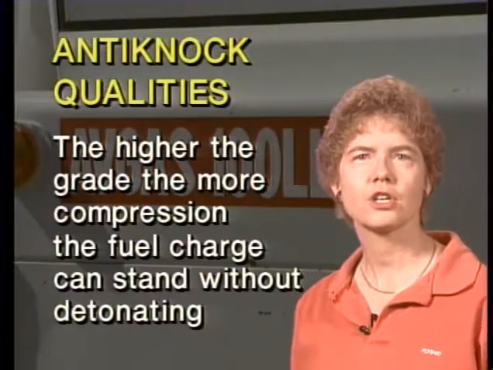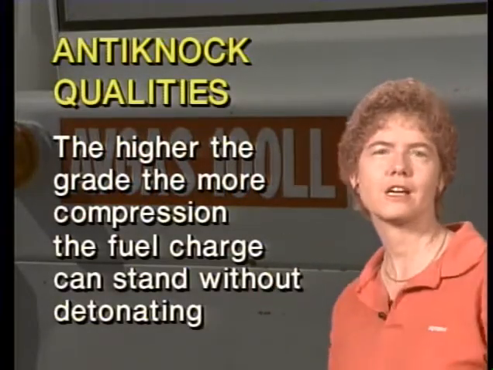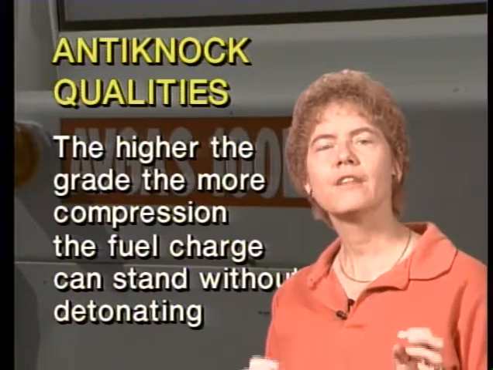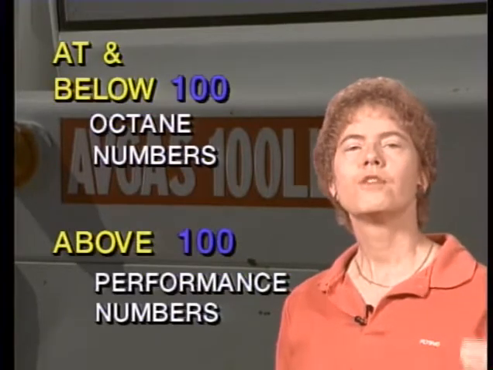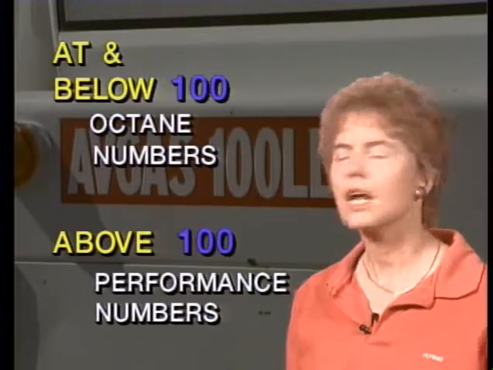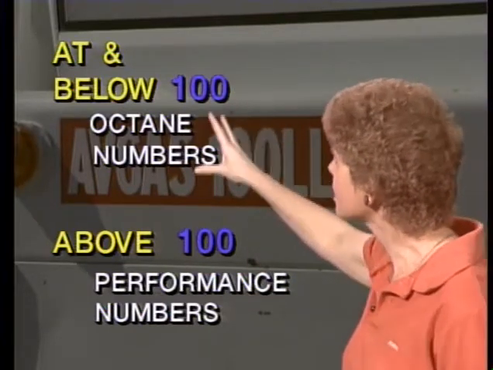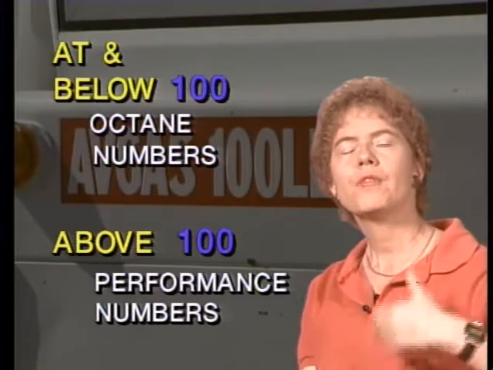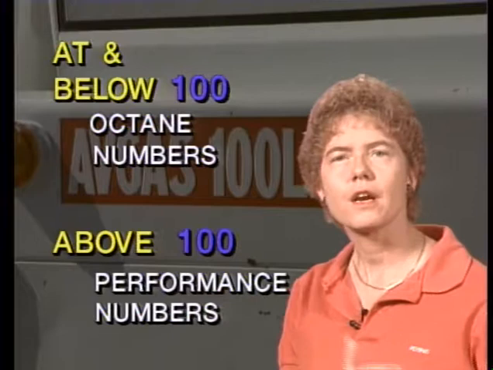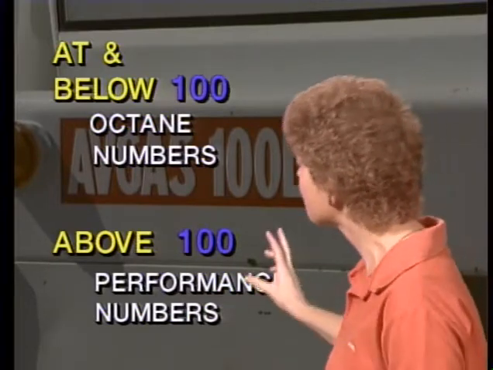Now, the anti-knock qualities of aviation fuel are designated by grades: 100 octane, 80 octane, and so on. The higher the grade is, the more compression the fuel charge is capable of standing without detonating. There are two different scales that are used to designate fuel grades. Fuels below grade 100 are classified by octane numbers. So at and below grade 100, we actually call it octane numbers. But if they have greater anti-knock qualities than 100 octane, they're classified by performance numbers.